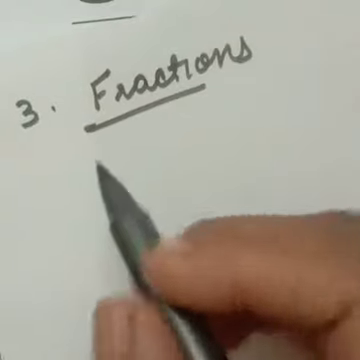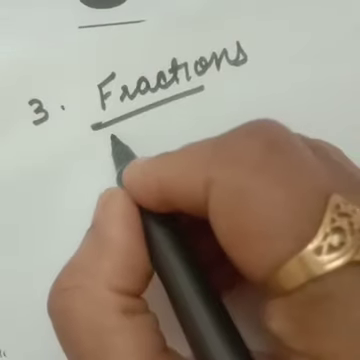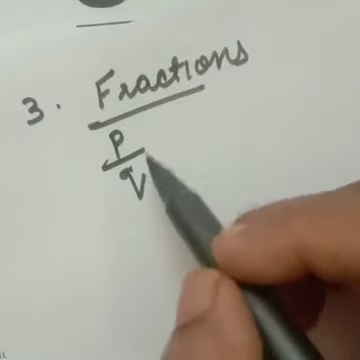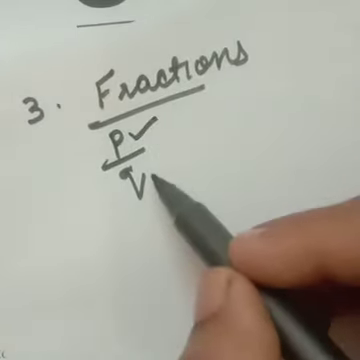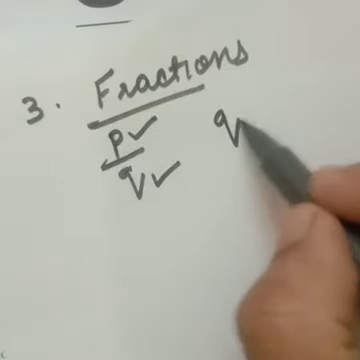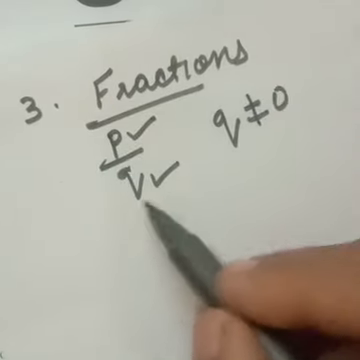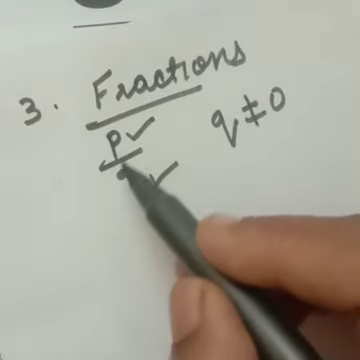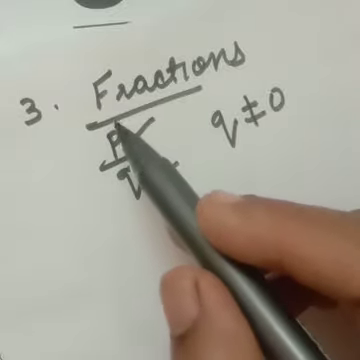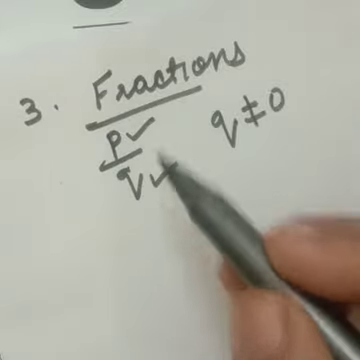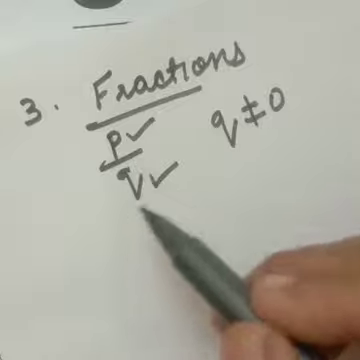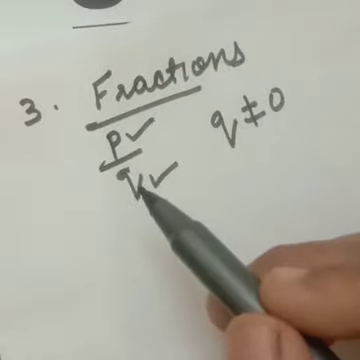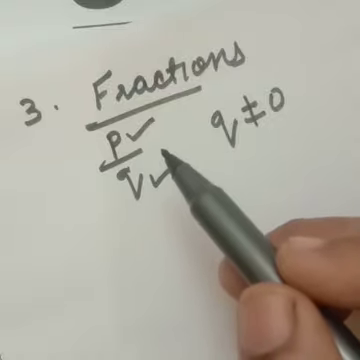What is the difference? Fractions are in the form P by Q. P is called a numerator, Q is called a denominator. Q can never be equal to 0. Denominator never be equal to 0, because if denominator comes to 0, then that value is not defined. So denominator never becomes 0. In fractions, P and Q should belong to whole numbers.